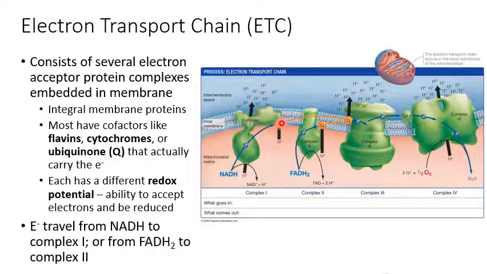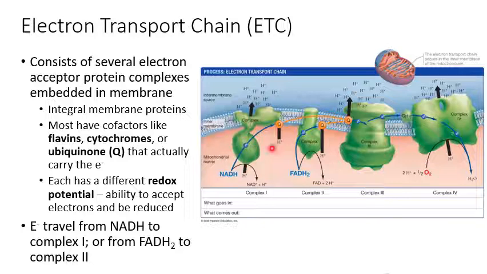So complex 1 cofactors would have the lowest redox potential. Complex 4 cofactors would have the highest redox potential. And then oxygen actually has the highest redox potential of them all. So it is the best electron acceptor, it's very, very good at accepting electrons and being reduced. So basically that means that when these electrons enter the electron transport chain, they have a lot of energy. And you don't have to be very good at accepting electrons to accept them, because they do have a lot of energy.